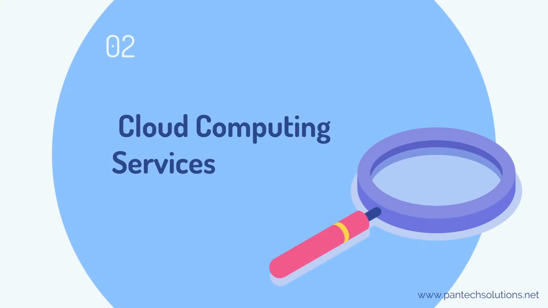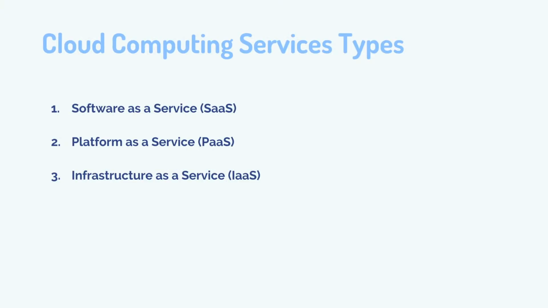Then here you can see the next one, we will see about cloud computing services. Now we have seen about deployment models. Next we will see about the different types of cloud computing services. The main three services are SaaS, PaaS, IaaS: software as a service, platform as a service, and infrastructure as a service. We will discuss about them.